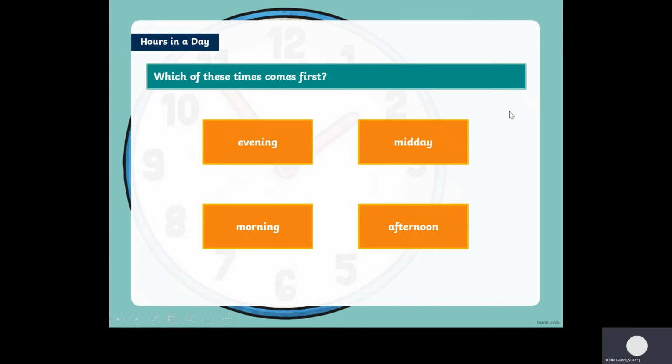So pause the video and have a think. Which of these times comes first? So the morning comes first. Pause the video again. Which of these times comes last? The evening. So we have the morning until midday, then it's the afternoon, and then into the evening.